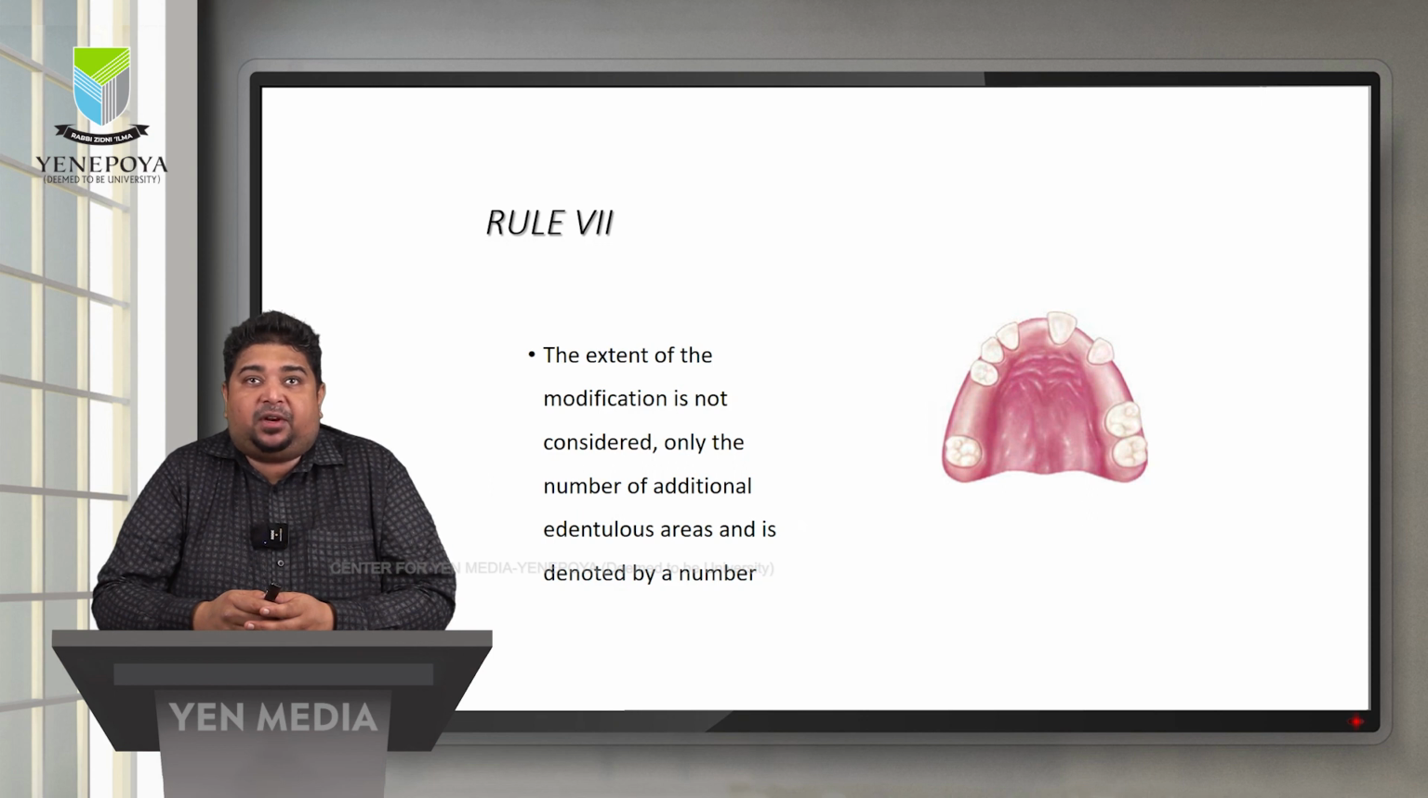Coming to rule number 7, the extent of the modification is not considered, only the number of additional edentulous areas, and it is denoted by a number. So we don't worry about how big the edentulous area is. All the additional edentulous spaces are denoted by a number.